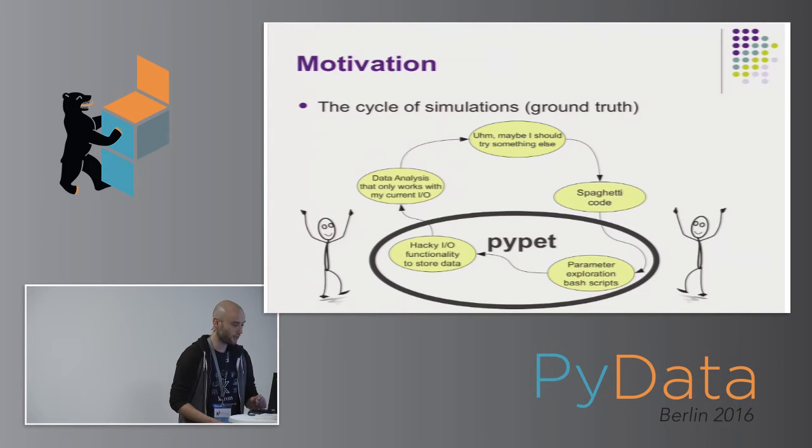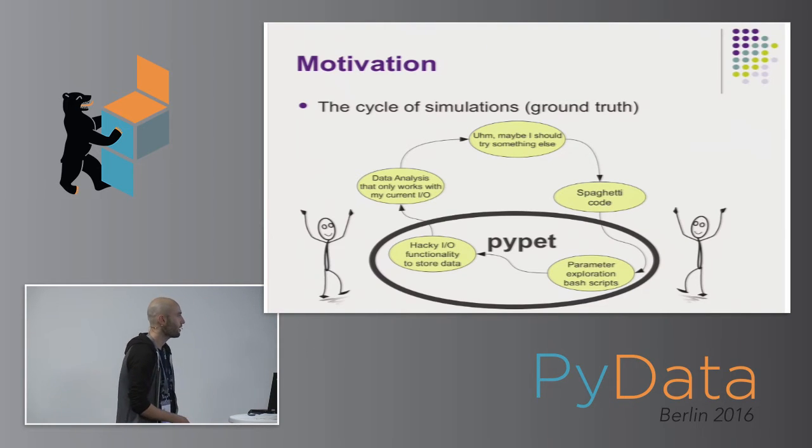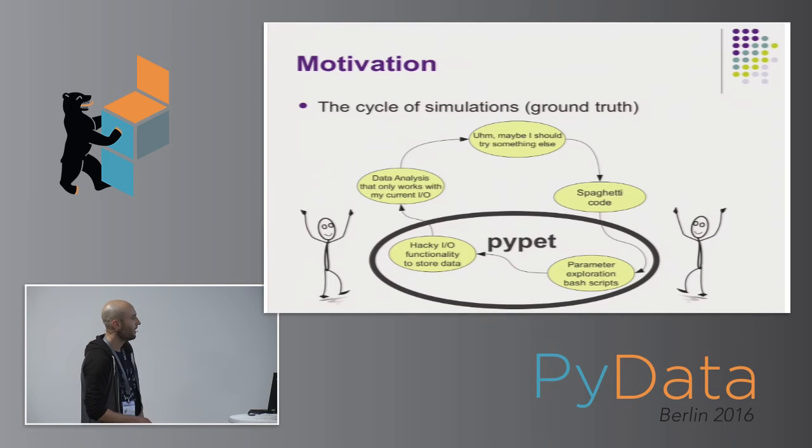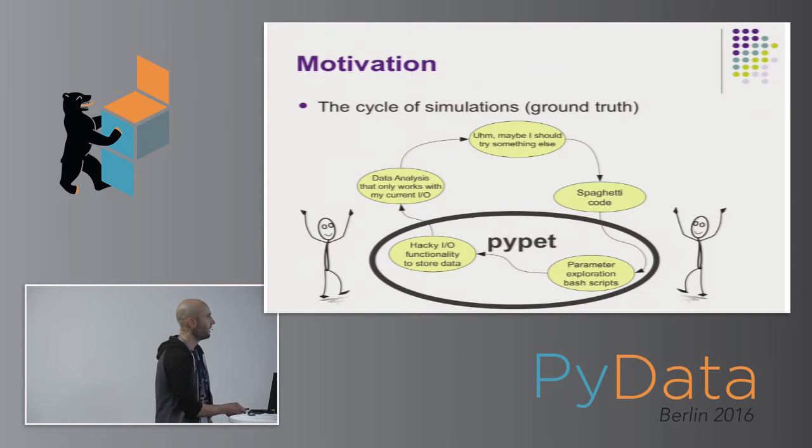So this is where my toolkit comes into play. You see, everyone's happy. So pypet basically tackles both points down here: the parameter exploration bash scripts that are no longer needed, or nested for loops in your outer main script. And it also provides some I/O functionality that automatically stores your data. I mean, if you write bad code, spaghetti code no one can read, this is still your own problem.